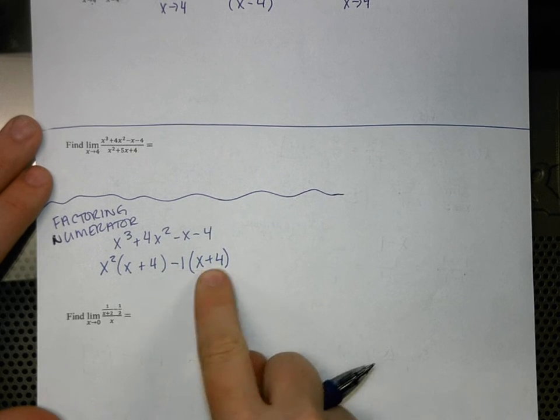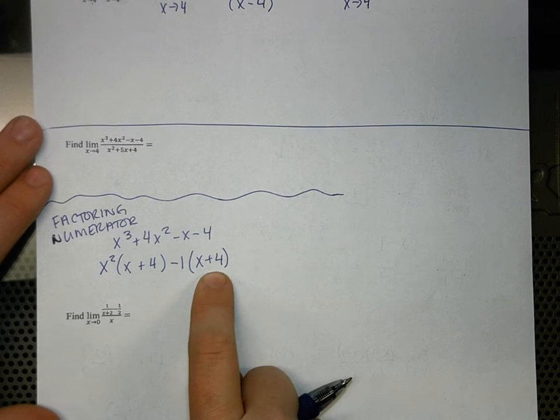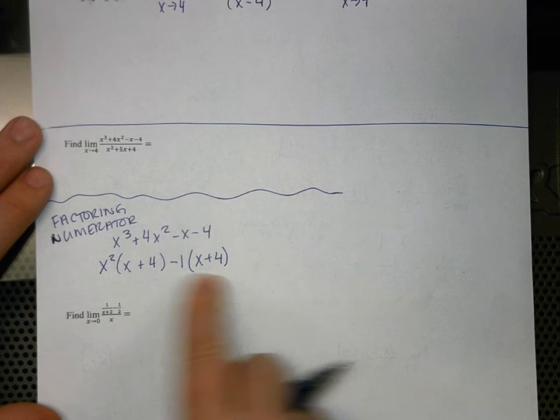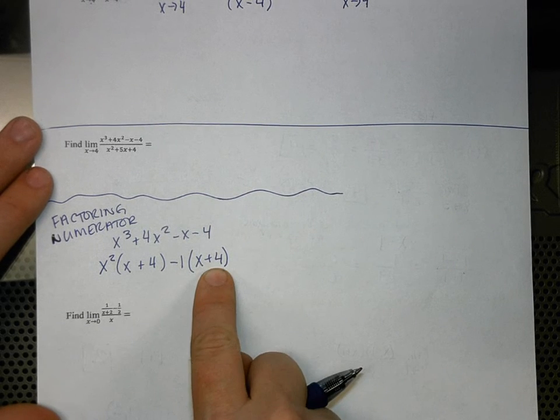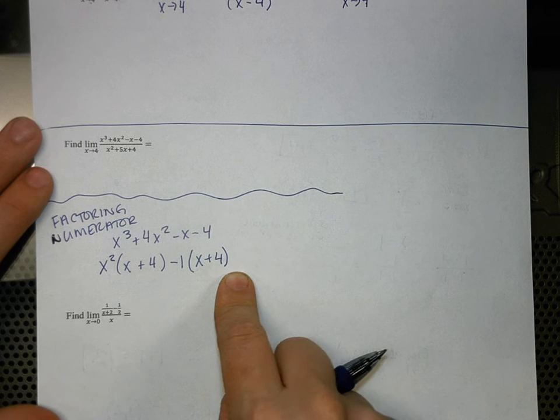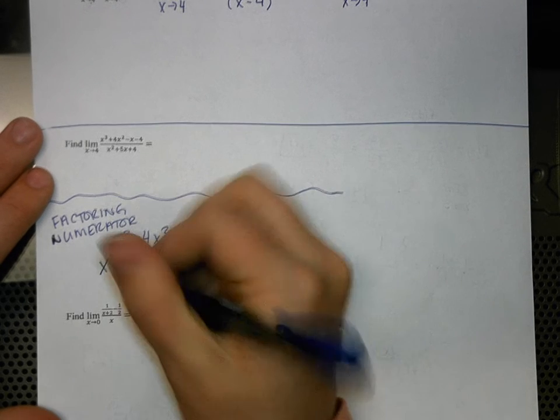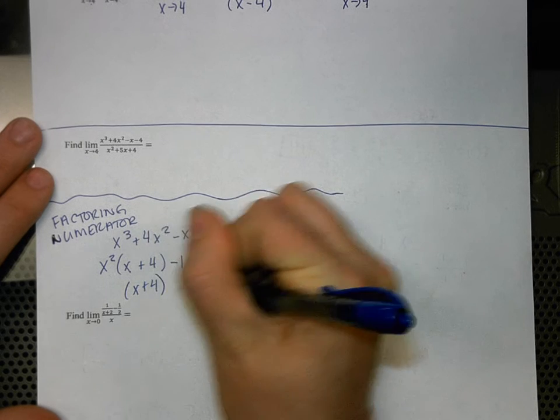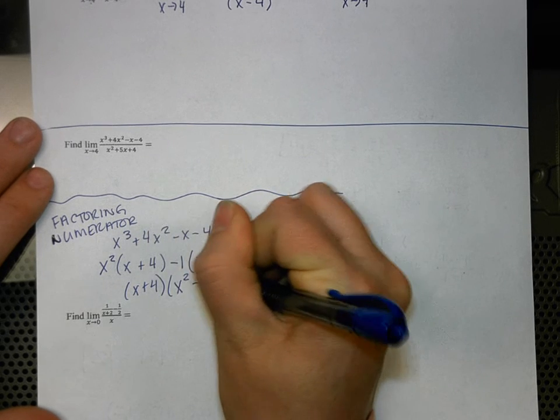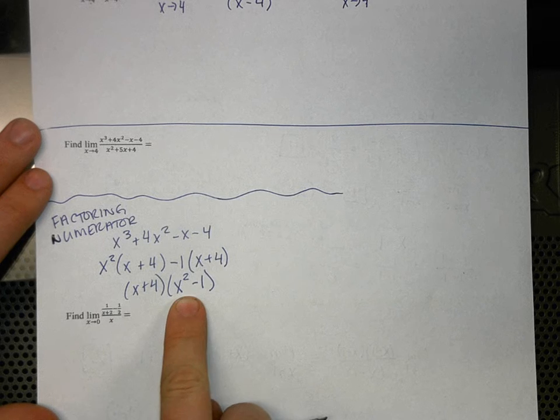If your terms share a common factor, which they do because these 2 binomials are exactly the same, then you can factor by grouping. So that's the same, that's the same. So we're going to factor out an x plus 4, and we're left with x squared minus 1. Now, I know that the x squared minus 1 also factors.